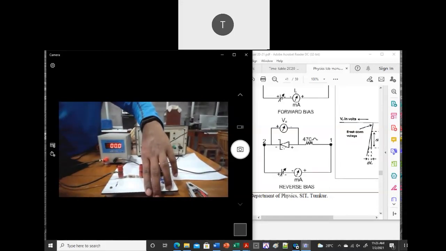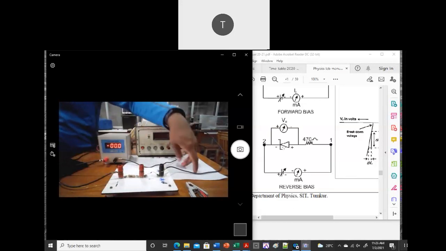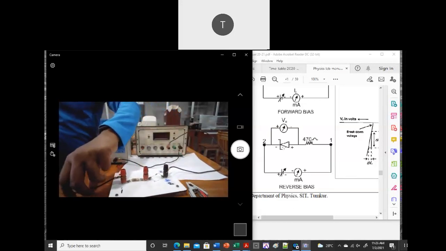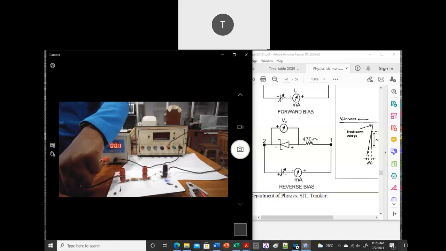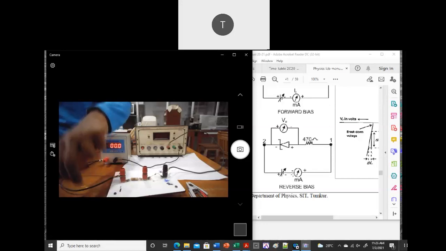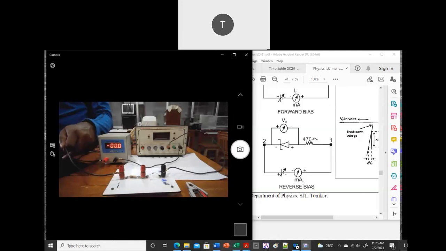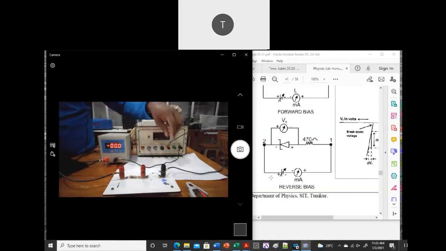So from positive it is coming to negative of the Zener diode. From the other end, you have your resistor in between, and then from the other end, it is going to the positive of your ammeter. You can see it is already coming to the positive of the ammeter. And then from the negative of the ammeter, it is going to the negative of the battery.